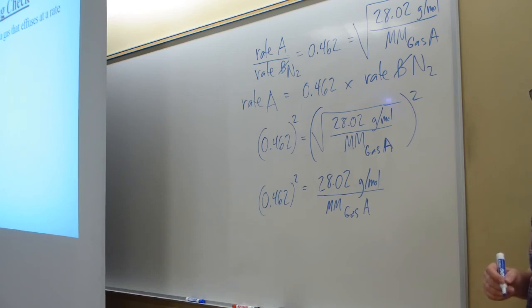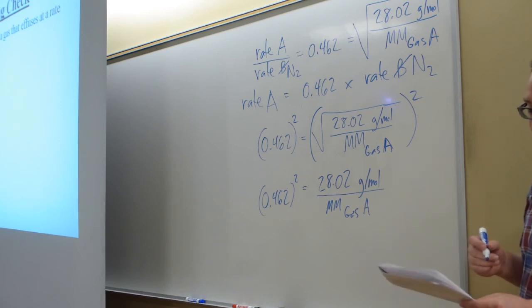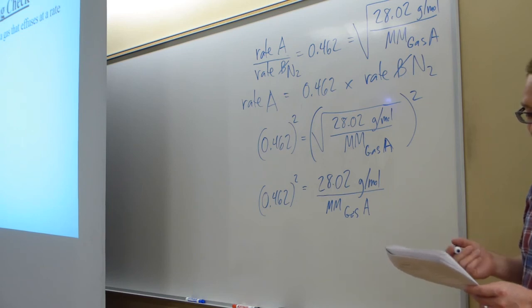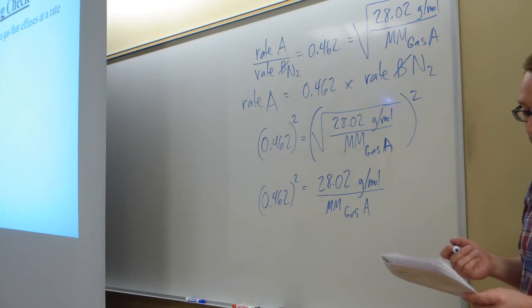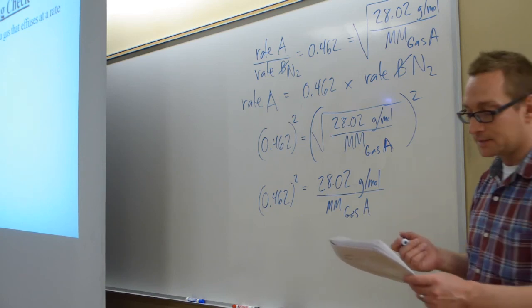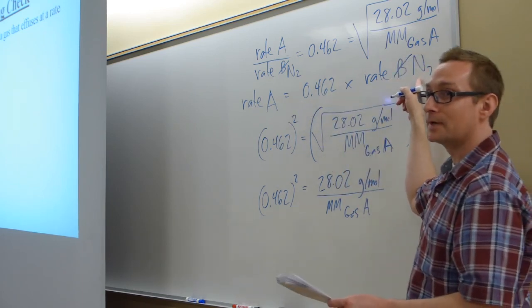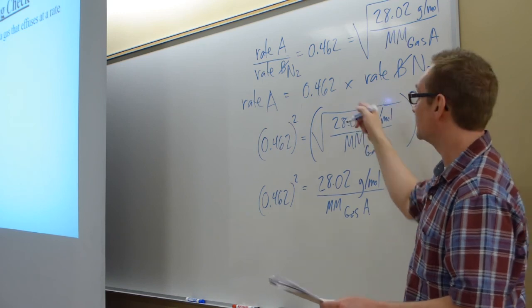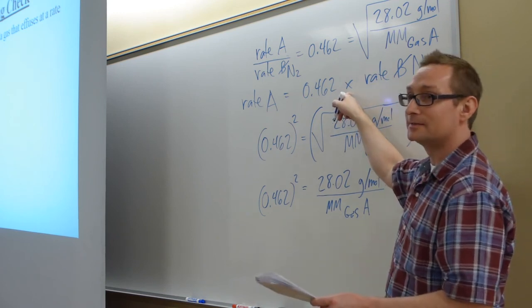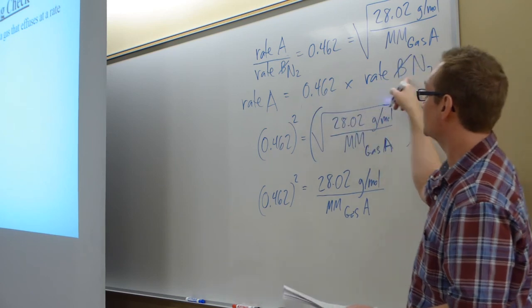So I have a question: how would you assume that rate B is the nitrogen? Right, that's the hardest thing with this particular example. The problem asks to calculate the molar mass of a gas that effuses at a rate that is 0.462 times nitrogen. In other words, 0.462 times nitrogen. That's like the translation. Literally, it means times: 0.462 times that of nitrogen.